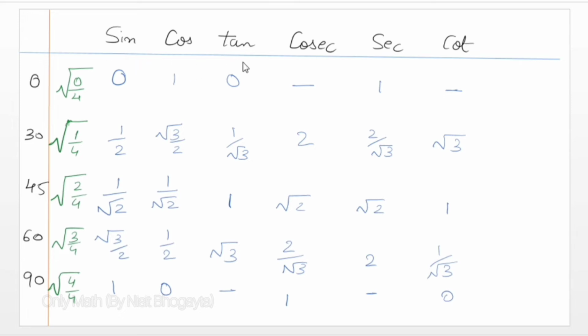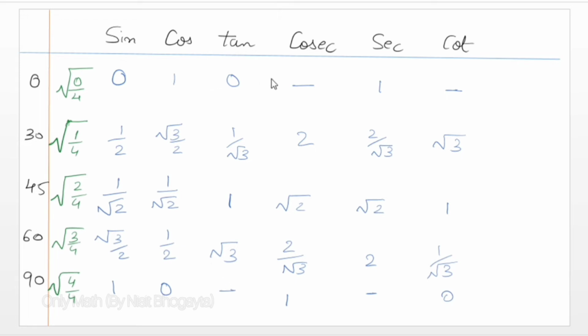And then again, if you remember the relation, tan theta is sine theta over cos theta. So if you take 0 over 1, you will get 0. You will take half over root 3 over 2, 2 will cancel out and you will have 1 over root 3. 1 over root 2 over 1 over root 2 will give you 1. Root 3 over 2 over 1 by 2 will give you root 3. 1 over 0 is not defined, so tan 90 is not defined.